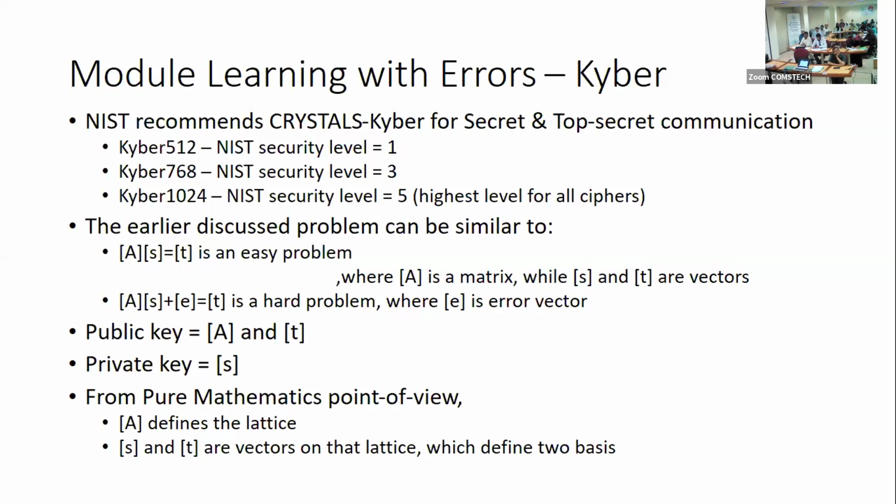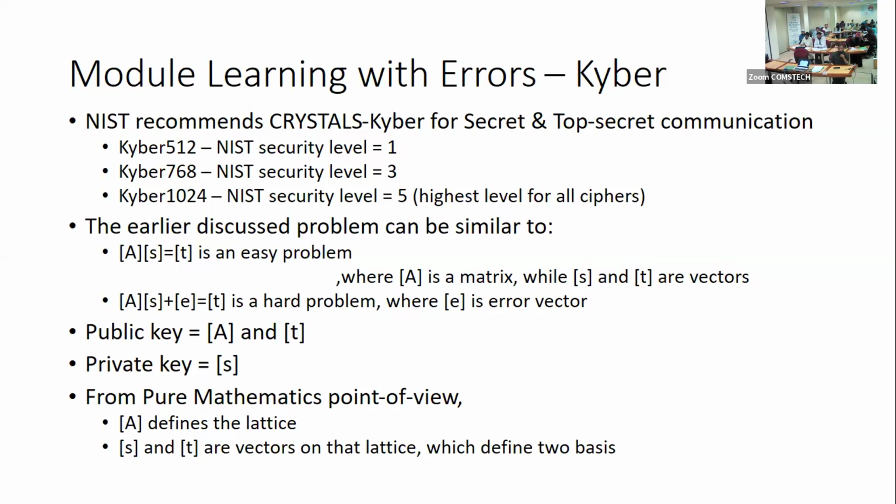Okay, then this is a hard problem. This problem is not solvable. So now what we do, we keep A and T as private key, public key, and S as public key. Remember the analogy from the previous example. This was the solution, S was the solution in the matrix form. So this is basically the same problem presented in a different form.